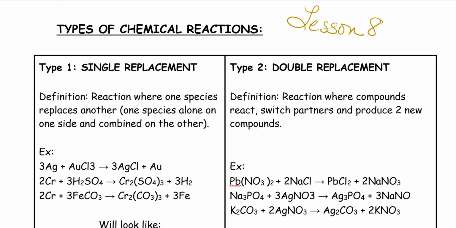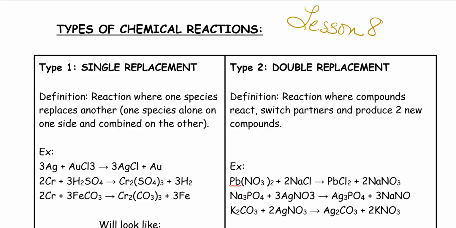Welcome back, guys. Lesson 8 in Unit 8, and we're talking about moles and stoichiometry. Well, in the previous lesson, we talked about balancing chemical equations. Now we're going to look at the different types of chemical reactions. So now that we can balance them, we should be able to determine what type of reaction is occurring based on the species that are present in that reaction.